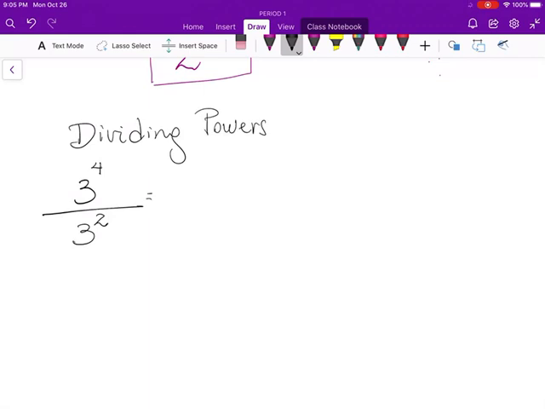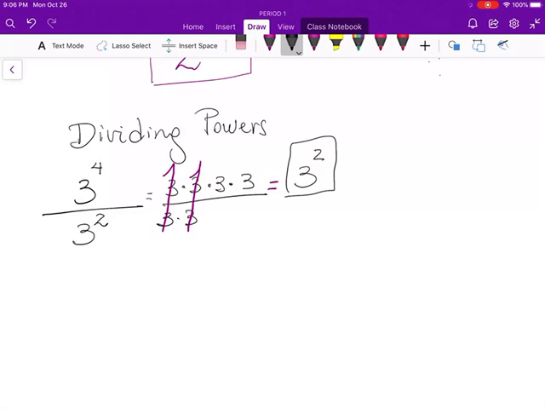So one way you could do this, once you expand 3 to the power of 4 and you expand 3 to the power of 2, then we can simplify 3 over 3, 3 over 3, and you end up with 3 to the power of 2, and they are on the top. You should see from the question that you have more 3's on the top. This is higher than this one. So you already should see in your head that you're going to end up with some 3's on the top.